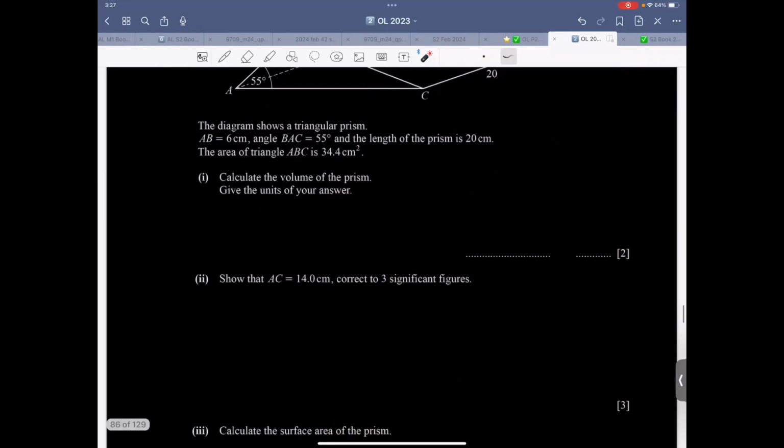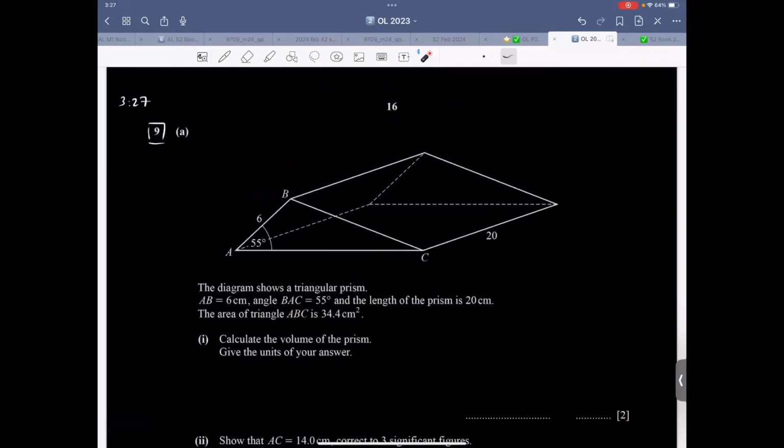Calculate the surface area of the prism. How many surfaces are there? There is this front, which is the same as the back, so there is no calculation as such. Now we have the 6 multiplying with this 20, that is this rectangle. And then we have this sloping thing, that is BC into 20.